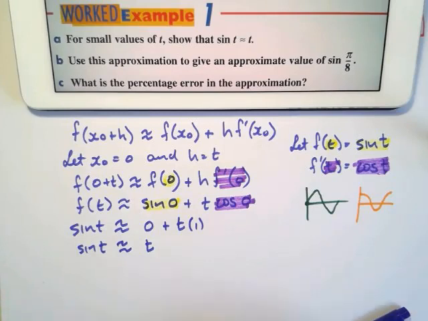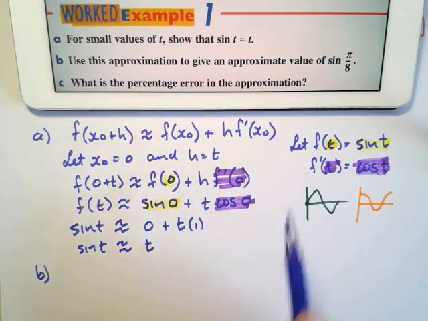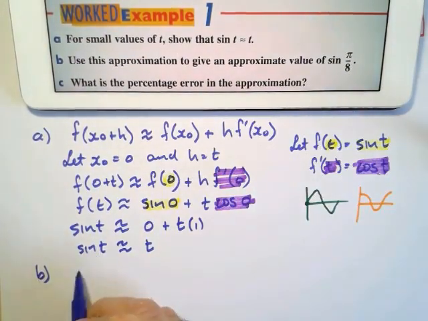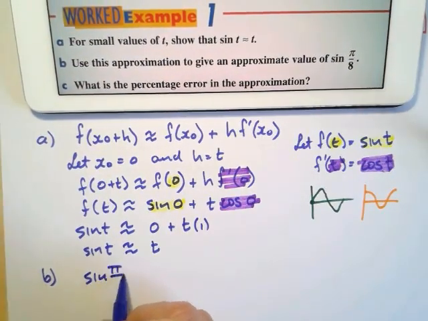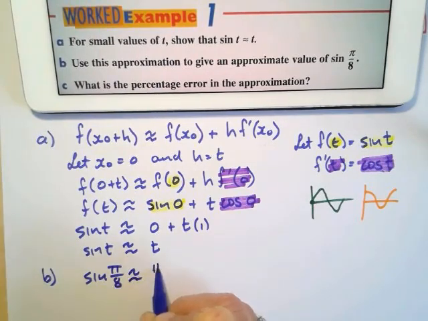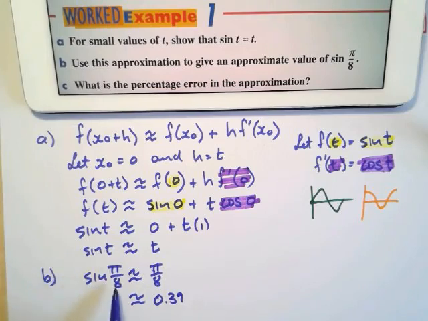That was A. Our next question is B. Use this approximation to give an approximate value of sine pi over 8. So we say that sine pi over 8 is approximately the same as pi over 8. Okay, approximate. So what is pi over 8? If you use a calculator to do pi over 8, your answer is 0.39. You didn't say sine of pi over 8 on your calculator, you just said pi over 8.